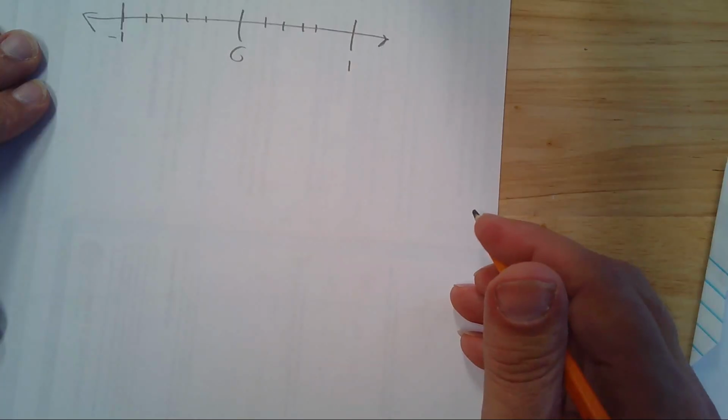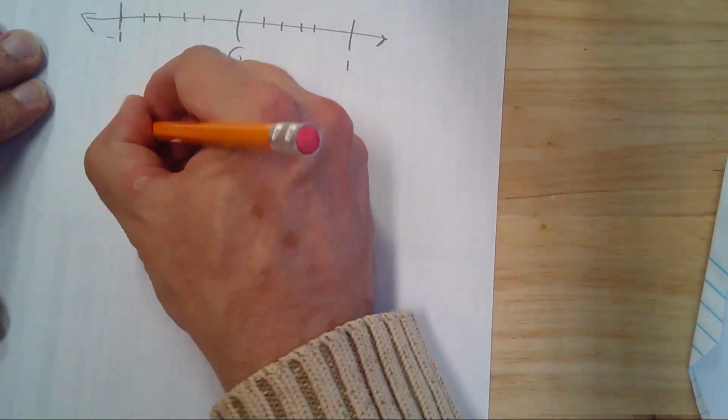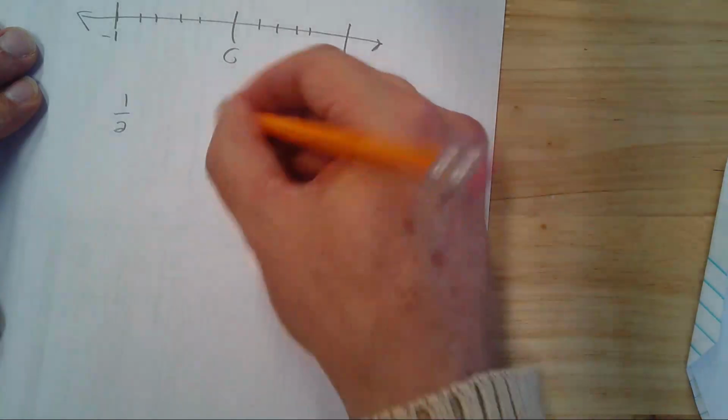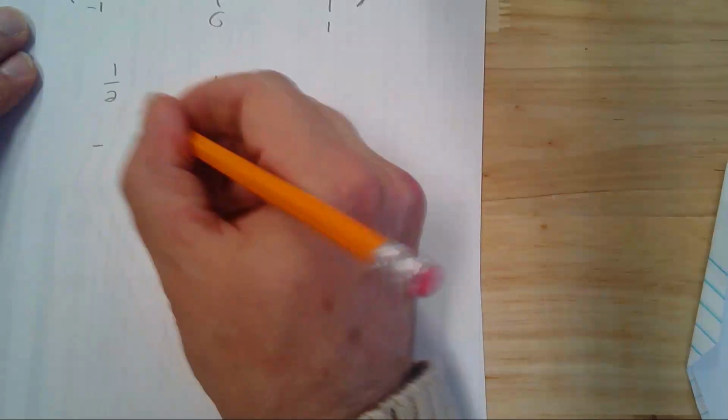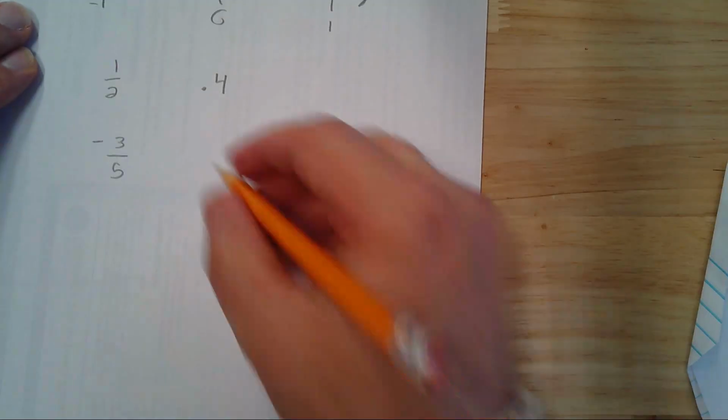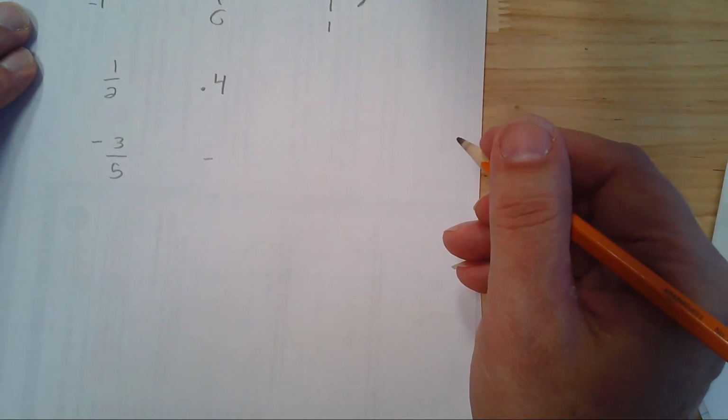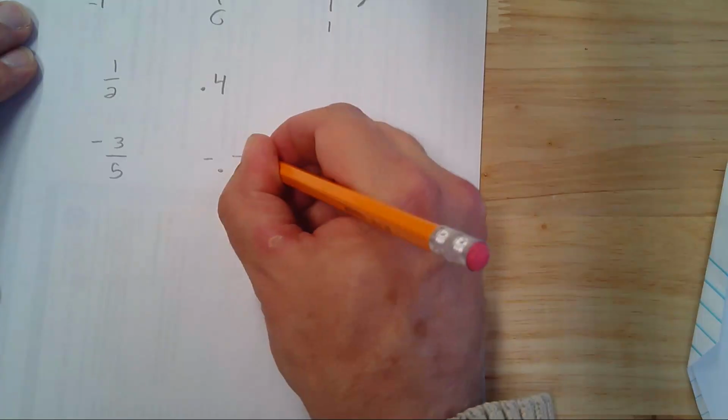And then I will have you graph 1/2, 0.4, negative 3/5, negative 0.7.